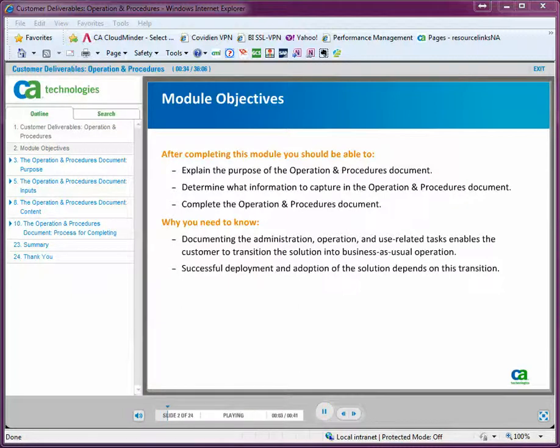Module Objectives. After completing this module, you should be able to explain the purpose of the Operation and Procedures Guide, determine what information to capture in the Operation and Procedures Guide, complete the Operation and Procedures Guide, and understand why you will need to know documenting the administration, operation, and use-related tasks that enable the customer to transition the solution into business-as-usual operation and acceptance of the solution. Successful deployment and adoption of the solution depends on this transition.